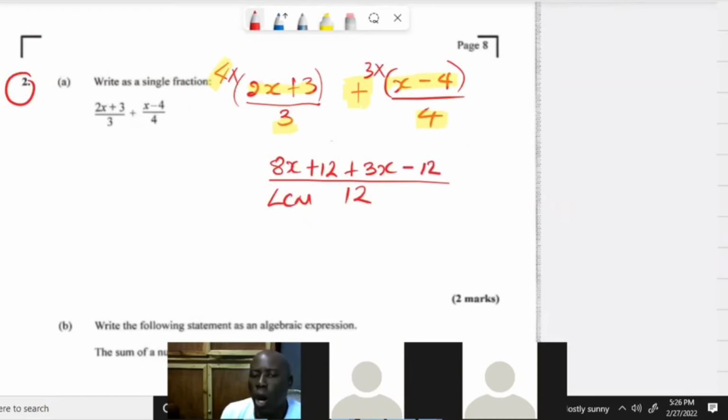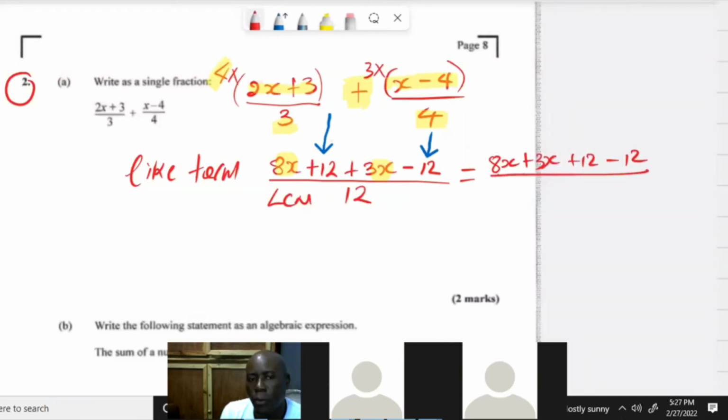So now we want to group up like terms here. There are like terms on top. For example, 8x and 3x are friends. Positive 12 and -12 are friends. So let us just finalize them. I'm just writing the step for your sake. Grouping them, you would definitely see that the answer is 11x over 12, because positive 12 and -12 are gone. So this is the answer.